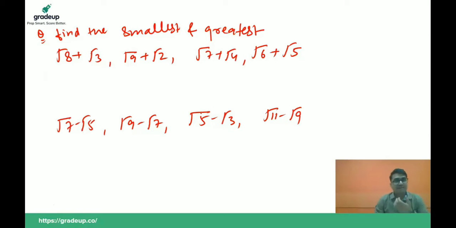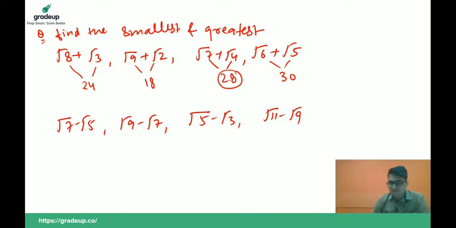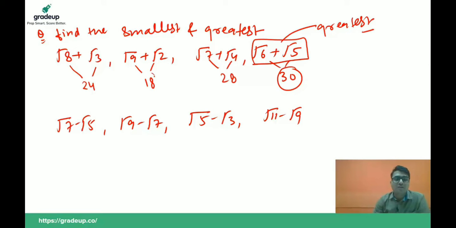Guys, for these type of questions, there is a formula method, the easiest method to identify which is smallest and which is greatest. What you need to do is multiply these two. 8 3s are 24. 9 2s are 18. 7 4s are 28. 6 5s are 30. Whichever is higher gives you the greatest value. This is greatest. Now, whichever is lower gives you the smallest value.